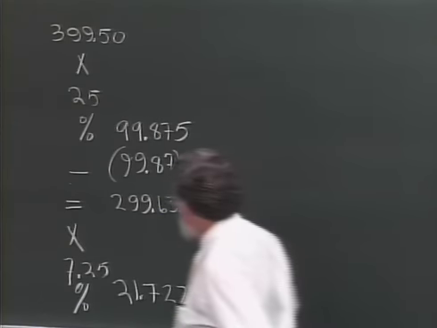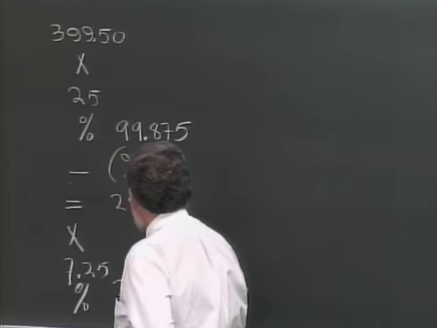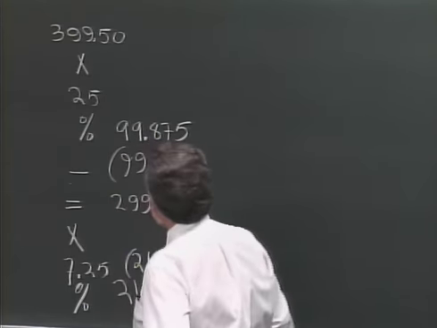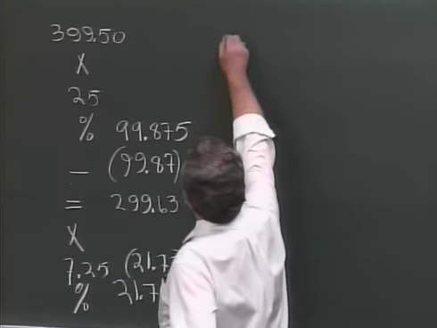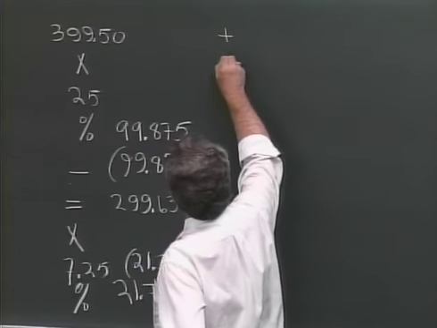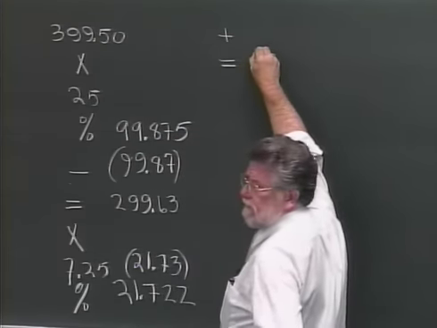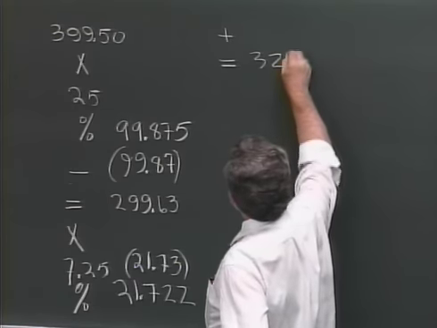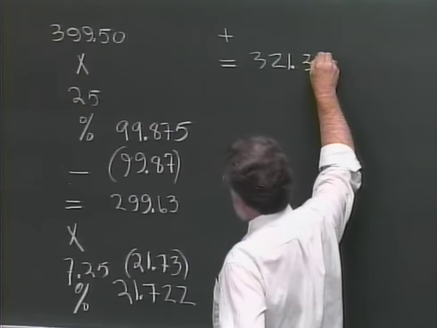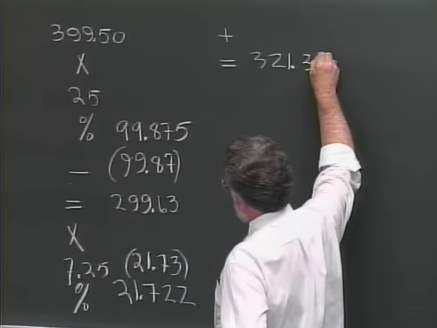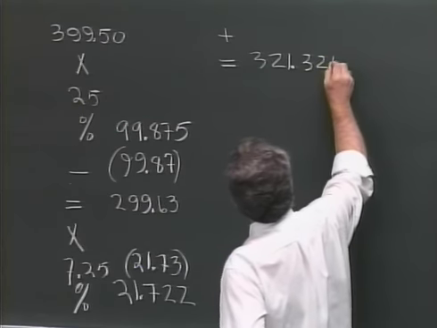Now, that means I would be paying 21 what? 73. So what do I do to get my final price? I hit the plus, and then the equals, and what do you get then? Just on your calculator. 321. Well, 3 what now? 321.